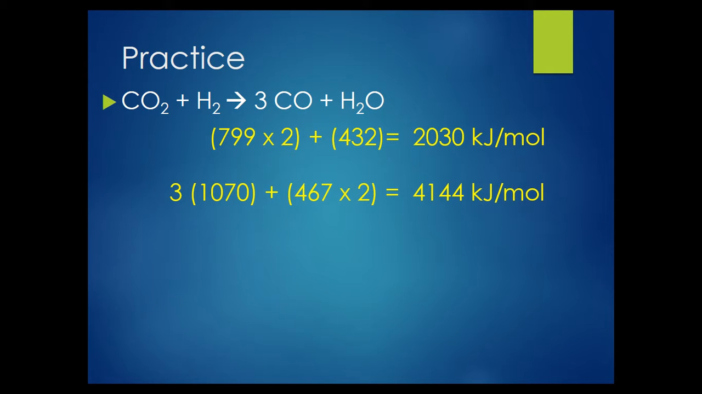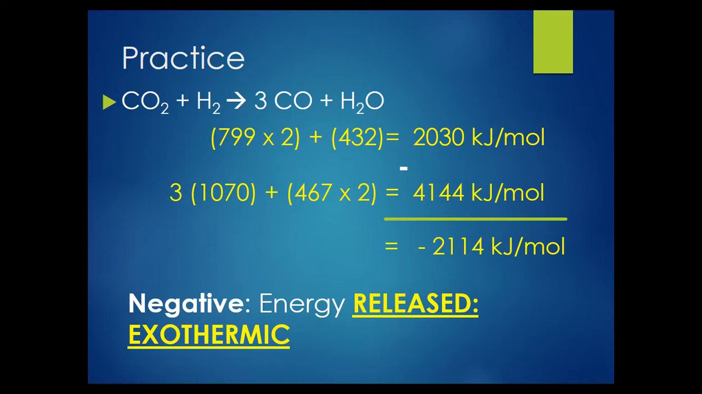For my products, this is a triple bond here, and there are 3 of them. So I take my 1 triple bond and I multiply it by 3 because of that coefficient. And then I have 2 single bonds between oxygen and hydrogen. So the oxygen-hydrogen bond times 2, and I get a product total of that. Then I just subtract them, and now I'm getting a negative number, which tells me that energy is released and it's an exothermic reaction. So you have to know that, and you're going to have to label it.